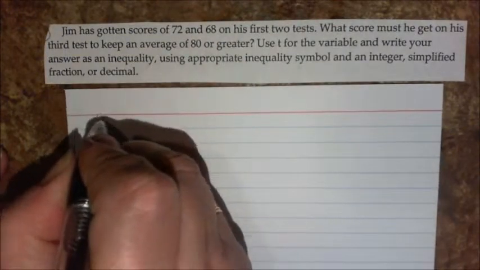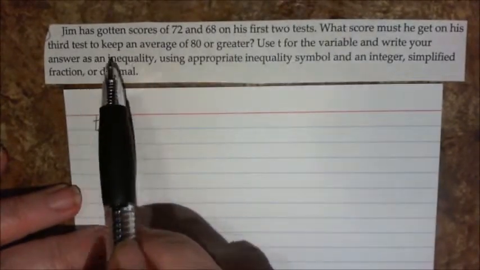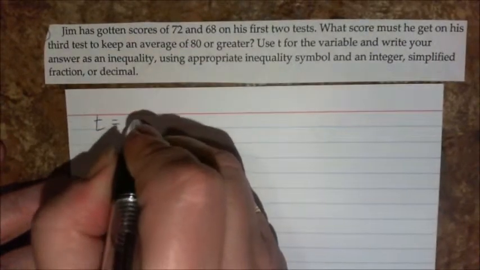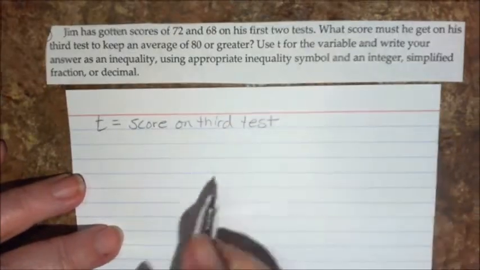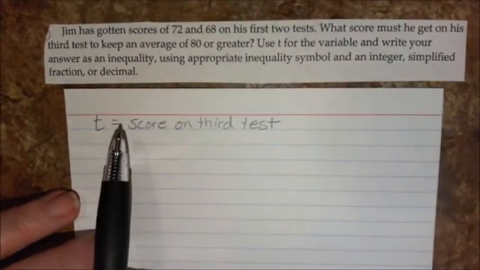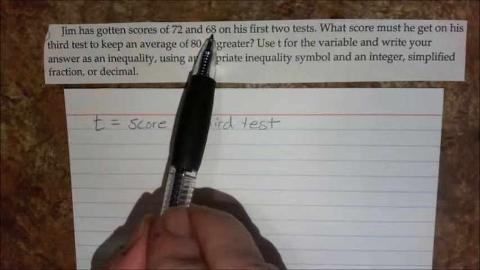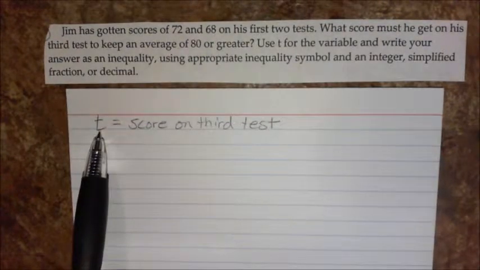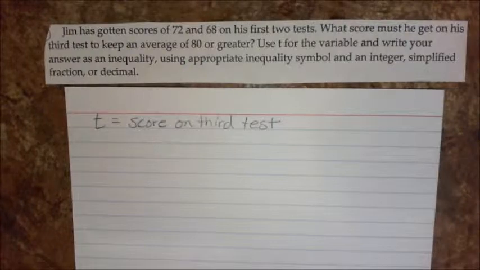Okay, so it says to use t for the variable. Let's go ahead and say, what does t stand for in this problem? Well, what score must he get on his third test? So t stands for the score on the third test. Now, how can we go about setting up how this information is related? We notice two test scores we know, a third test score we do not know. And it mentions the word average of 80 or greater.